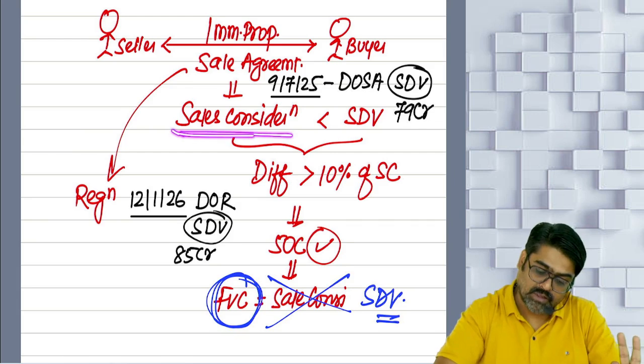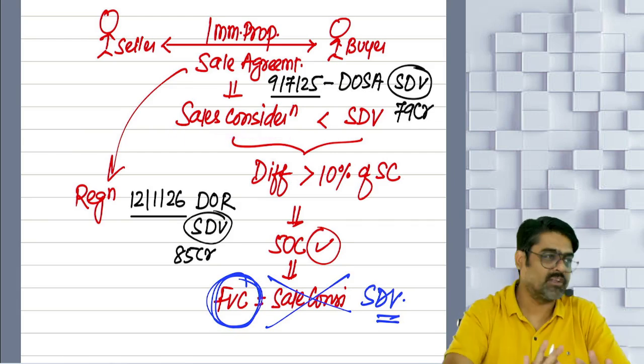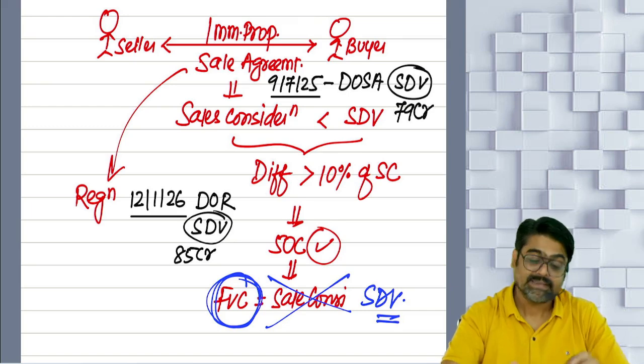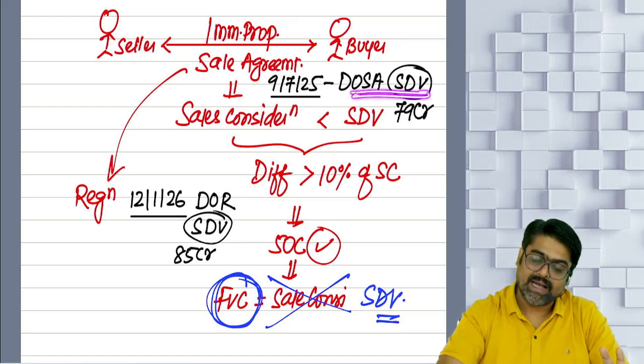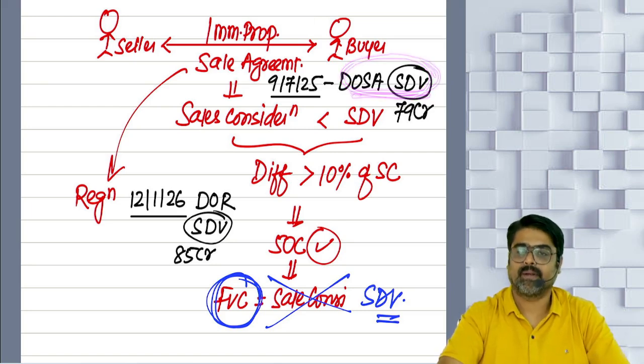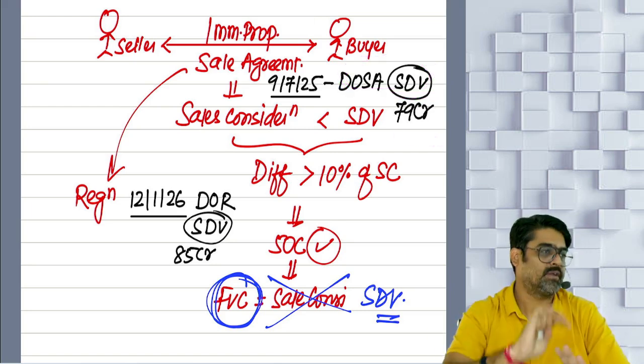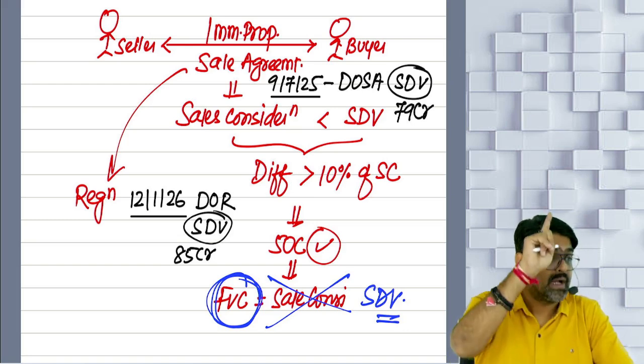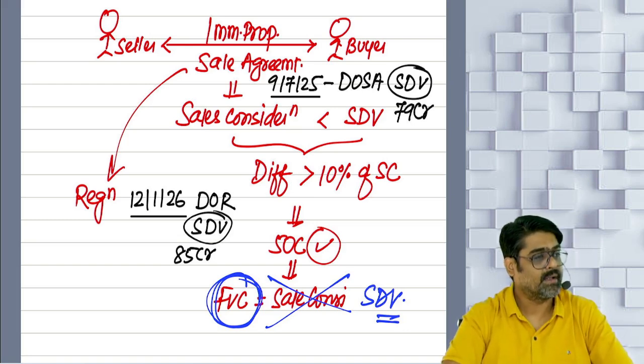Any part of sale consideration or the entire sale consideration is paid by way of prescribed modes. Then the stamp duty value as on the date of sale agreement can be taken for section 50C. Then only the stamp duty value as on the date of sale agreement can be taken for the purpose of section 50C.